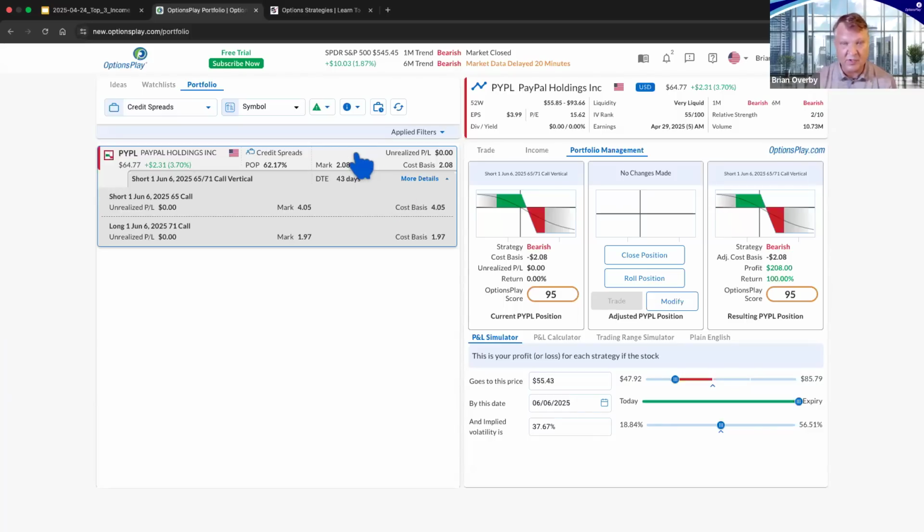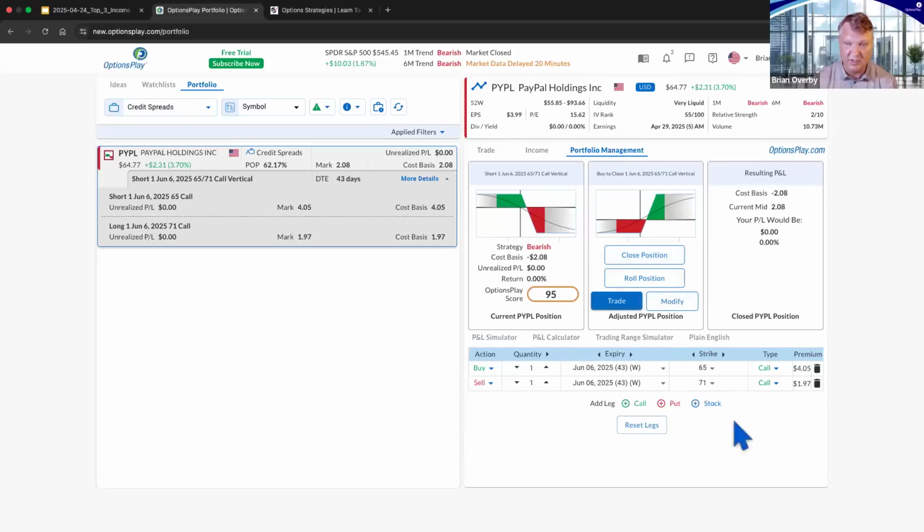And then if I have the position on and I want to get out of the trade, if I click on it, it will set up this scenario here where I can just close the position. I can close a leg of it. I could roll the position. But if I click close position in this scenario right here, it will show me the closing trades, right? So we are short the 65, so we're buying the 65 right here. And we are long the 71, so we are selling the 71 to close.